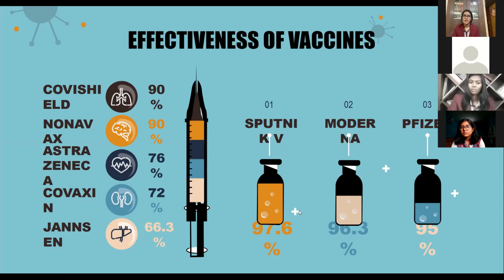Other vaccines have also proven to be very effective in suppressing the severity of symptoms in case you get COVID and are effective mostly after about 20 days of the second dose.